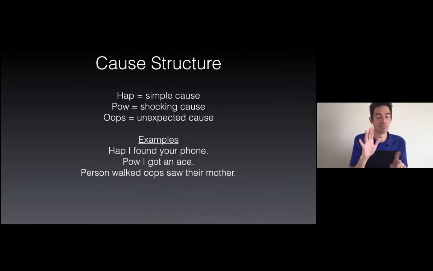So now coming back to happen, I found your phone. I just happened to find it. And then pow, I got an ace. Didn't expect it, but pow, I got an ace. Person walked, oops, saw their mom. Not meaning oops, a mistake, but just something that was unexpected. So I just say that it's a unique word function in ASL that could be used as a conjunction or an exclamation. Any questions thus far?